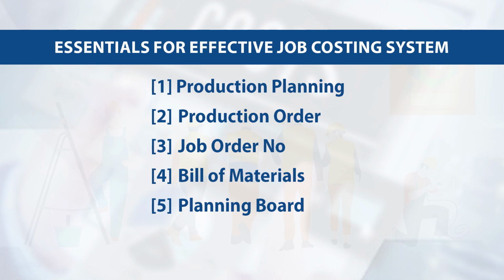Fifth, planning board. The planning board is a statement showing the time scheduling of manufacturing. It also shows the details of the next job to be commenced and also about the third job to be commenced. On this board, the progress report of each job is displayed. This gives the details about the jobs undertaken at a glance.